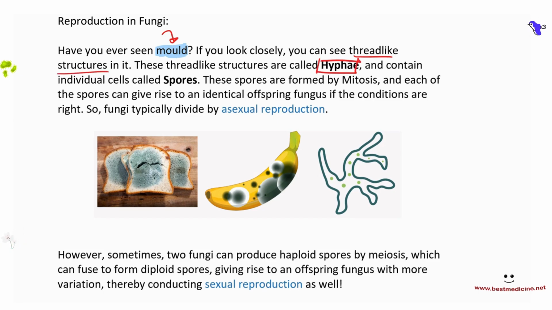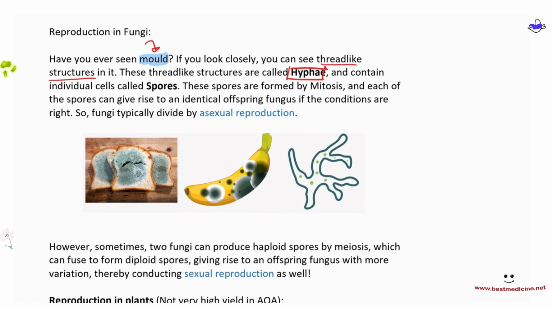So we want to know about this, right? Mold consists of two things: hyphae, which are thread-like structures that look like this, and inside of them they contain something called spores. What are spores? Spores are kind of like seeds, but formed by mitosis.